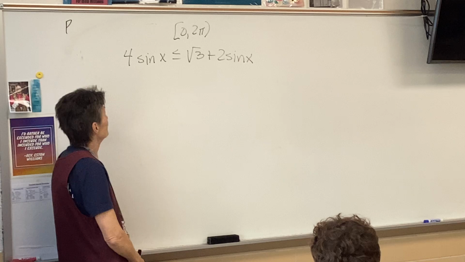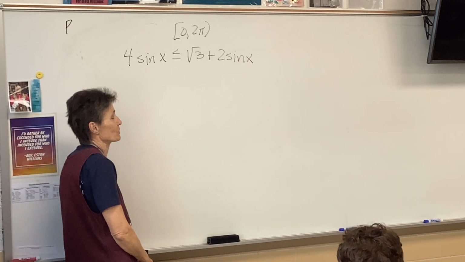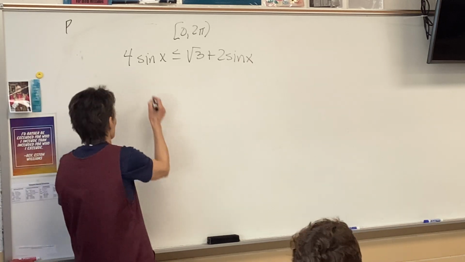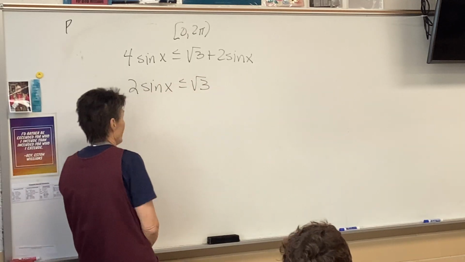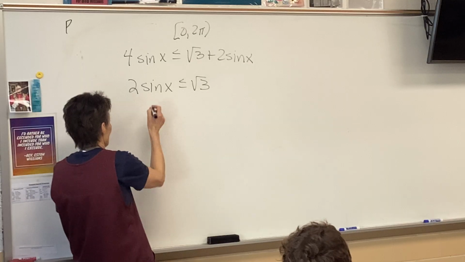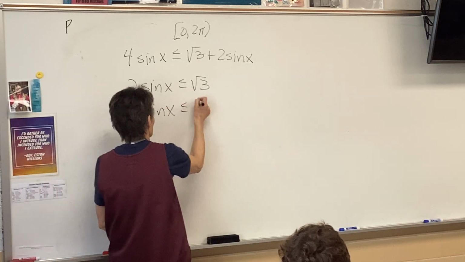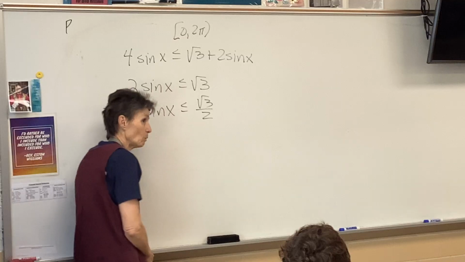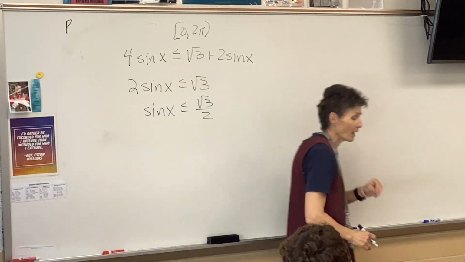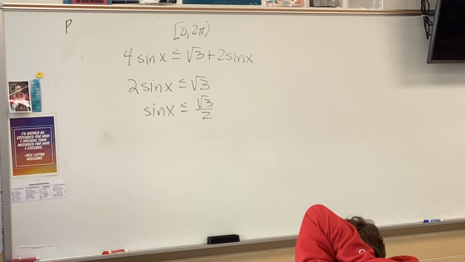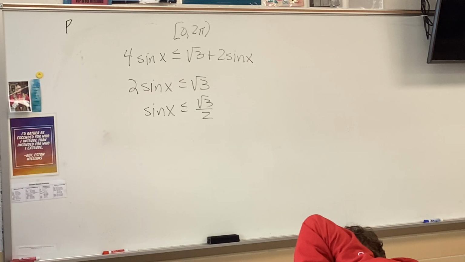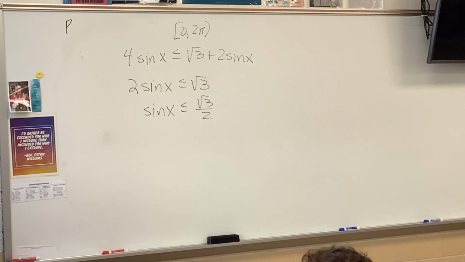All right, so here we go. What did you do first? Subtracted. And then what? Divided by 2. Now our inequalities can get a lot more complicated than this, we know that. But the one on your quiz is going to be relatively easy like this one. It's going to have some minor arithmetic involved. And then of course you're going to have to figure out what the answer is.